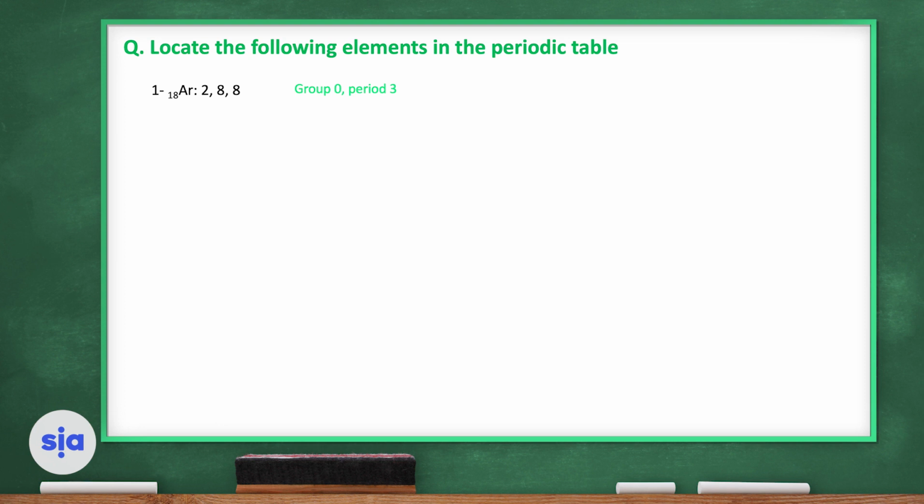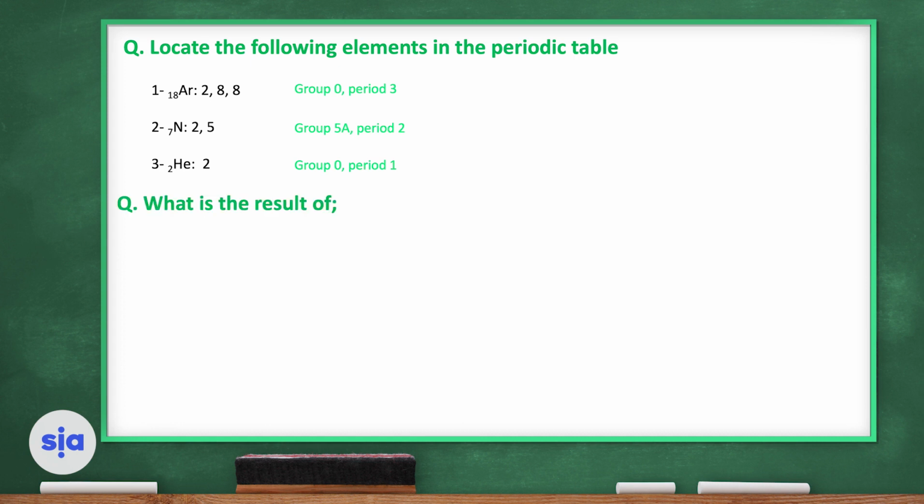Now try to locate the following elements in the periodic table. Group 0, period 3. This is argon. Group 5A, period 2. This is nitrogen. Group 0, period 1. This is helium. What is group 0? Yes, it's the group for noble gases. Sometimes we call it group 18.